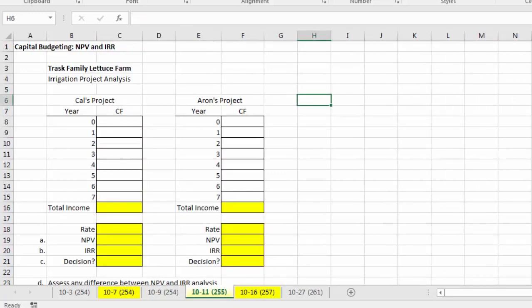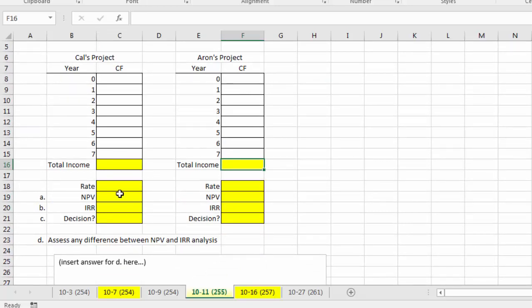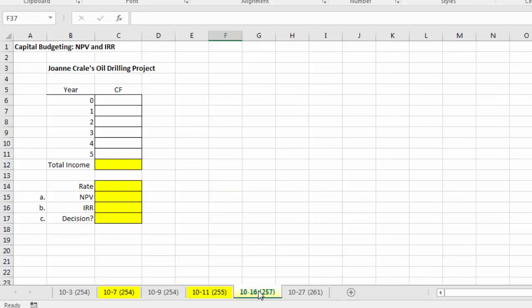Problem 1011 is a very similar project. It involves a lettuce farm. It's got two possible irrigation projects that they want to think about. So you're going to enter the cash flows. Remember, the initial one's an outflow, then the inflows for 7 years. Just for fun, calculate the net income of each project just to see if it's positive before we do anything else. And then plug in your rate, run your net present value on your inflows, and then subtract the outflow from that value, run the internal rate of return on all of the values, and then make a decision for each project. And then the book says to comment on whether there's a difference between these two projects between the NPV and the IRR analysis. So I'll let you handle that one on your own.